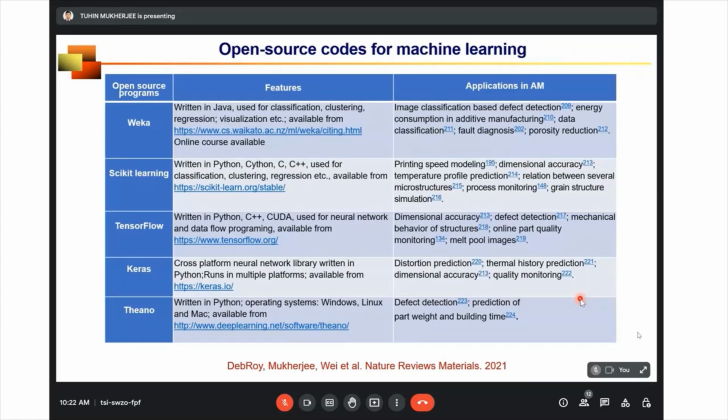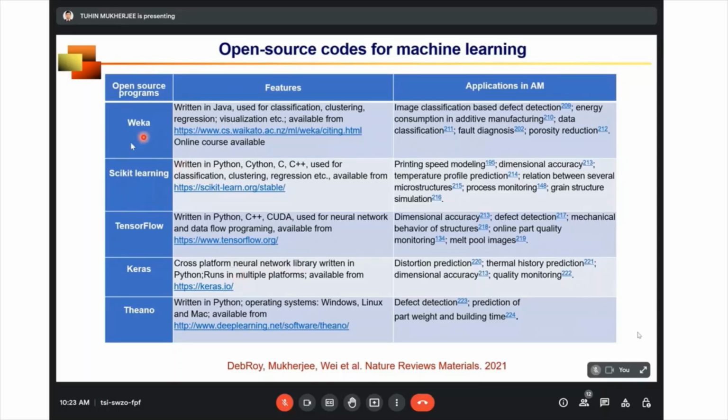Now you can ask me, okay, Tuhin, you have talked about using machine learning. How can we use machine learning? Here I have taken this table from our recently published review paper in Nature Reviews Materials, where we have listed several open source programs that you can freely download from these websites, install on your computer, and do any type of data-driven analysis for additive manufacturing and for other different applications.